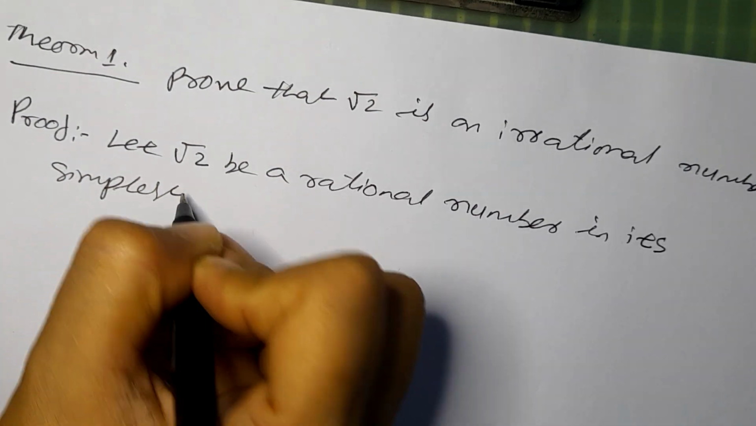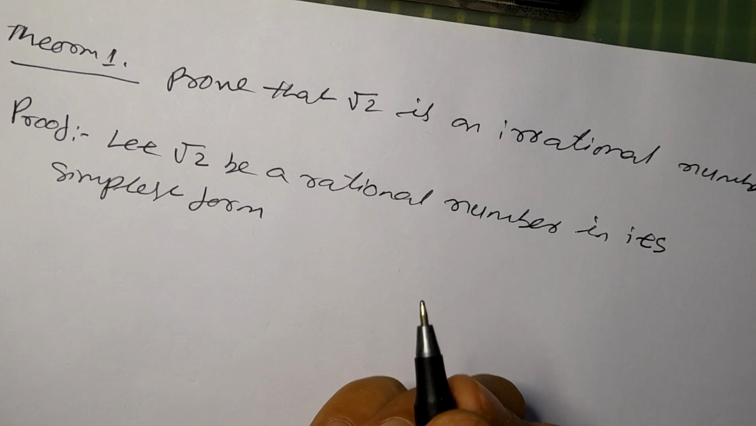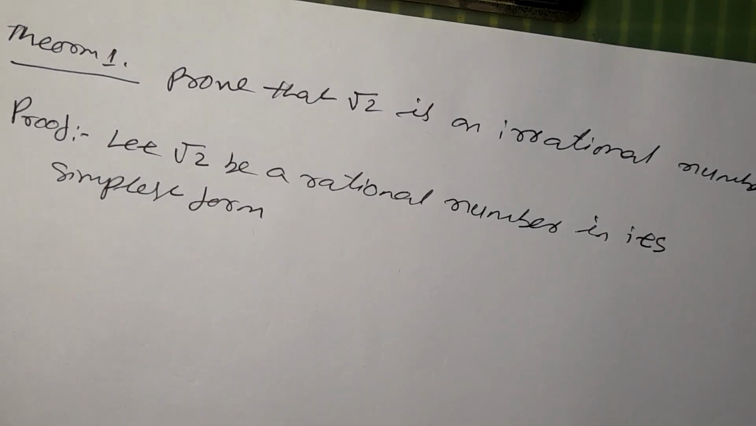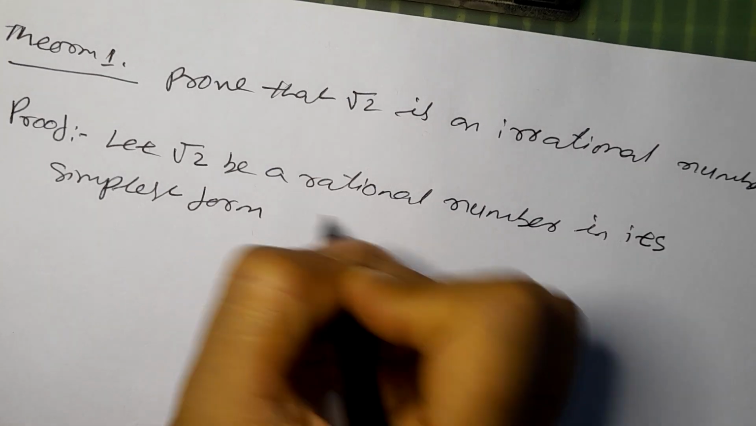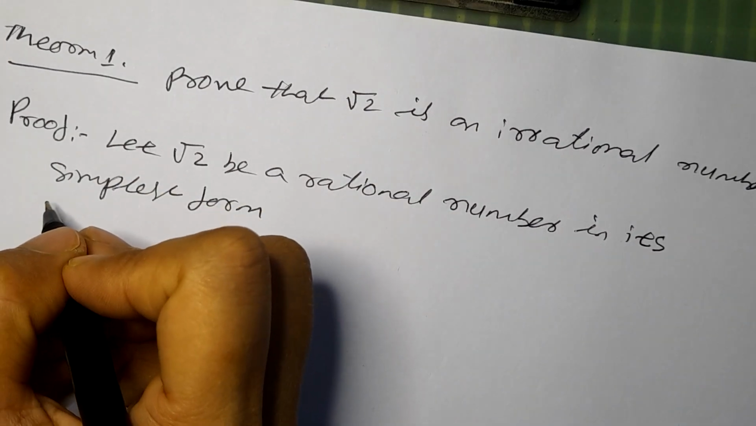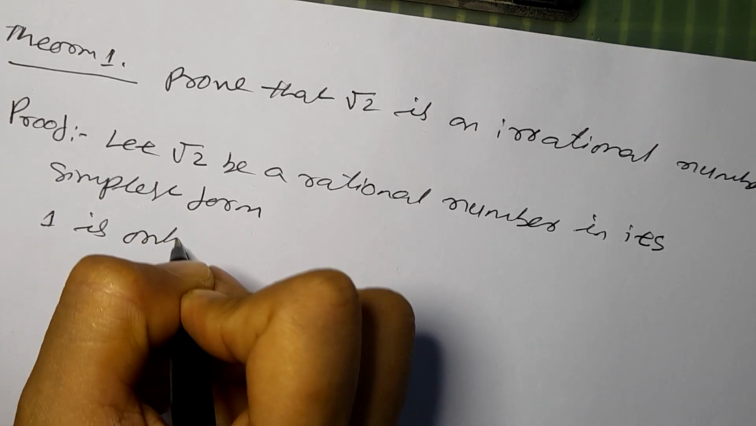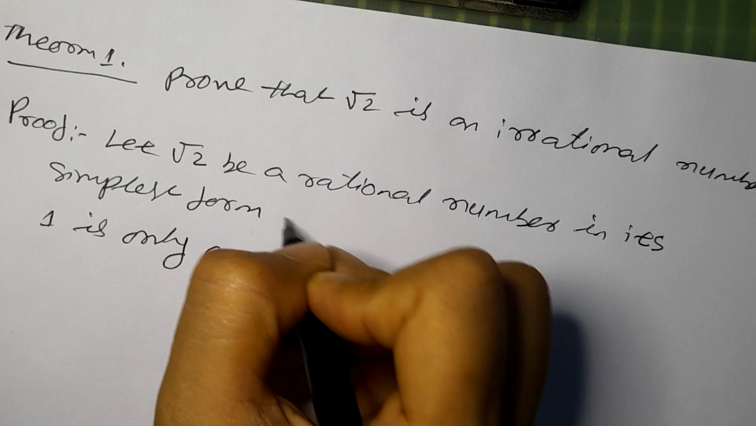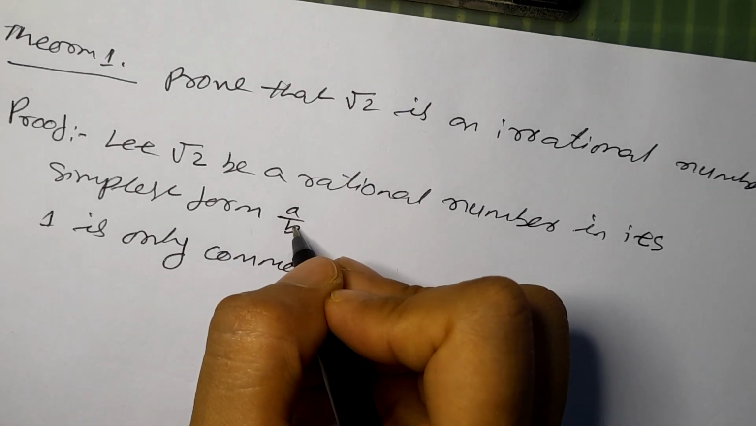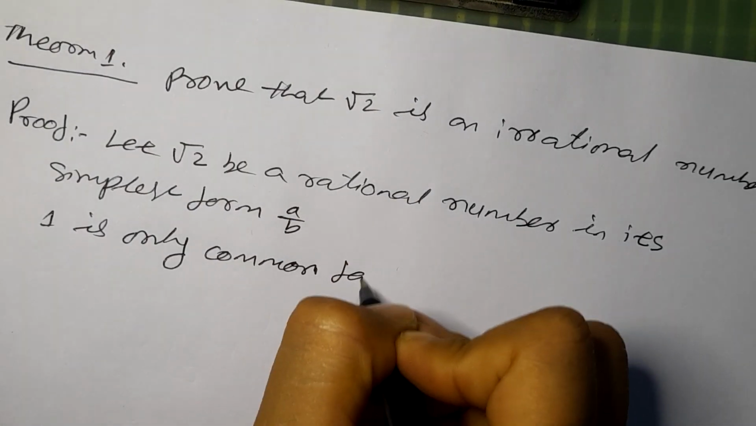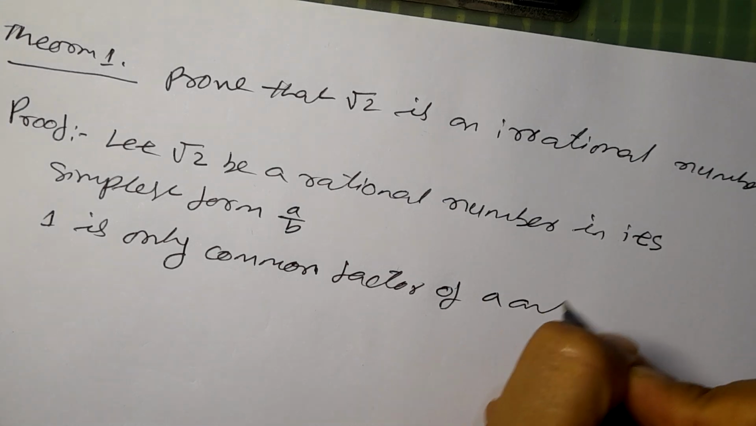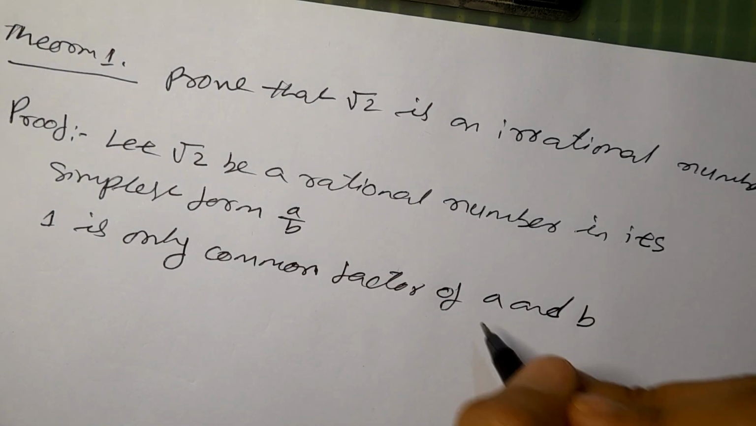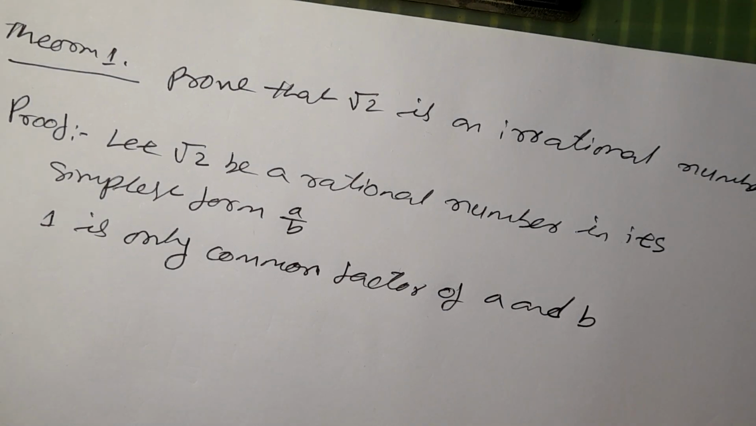Now what is the simplest form? Simplest form means you cannot do any further cancellation. We can say that 1 is the only common factor of both the numbers, that is the simplest form. You can write simplest form as a by b, where 1 is the only common factor of a and b. There is no other number that can divide both. We can cancel a and b only by 1, so we normally don't divide by 1.